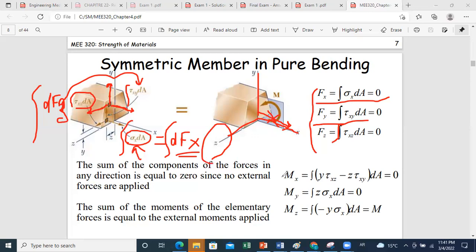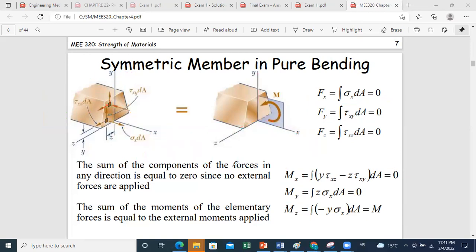So the total moment along x will be equal to 0. The total moment along y will also be equal to 0. And we'll have only a total moment about z equal to the bending moment. Now, what are the contributors to these different components of moments? If we look at the general case, here we are developing a general analysis and then applying it on a pure bending.